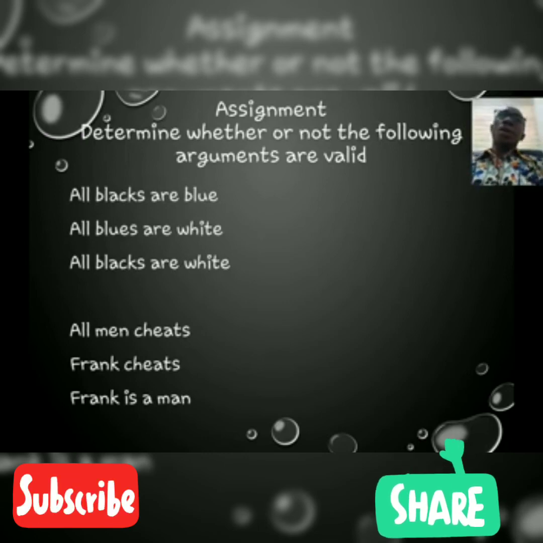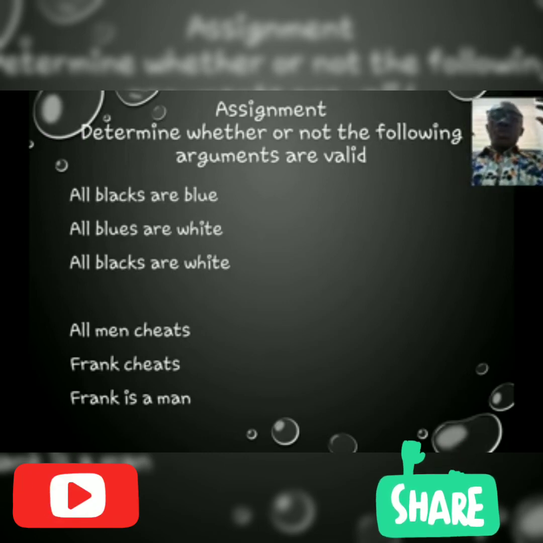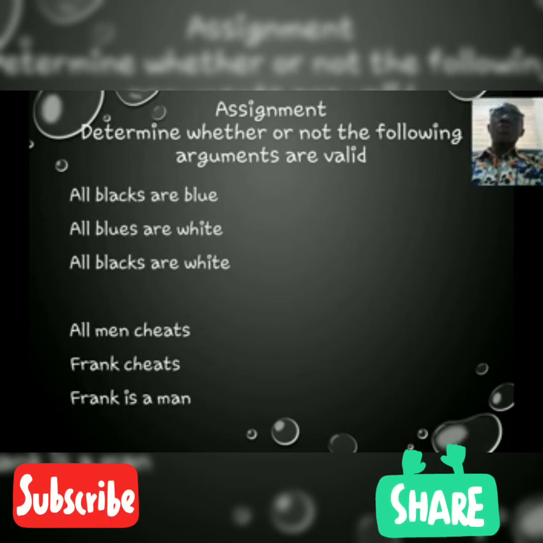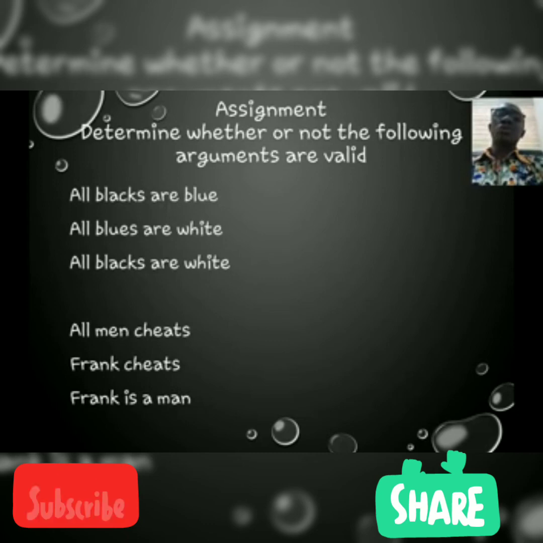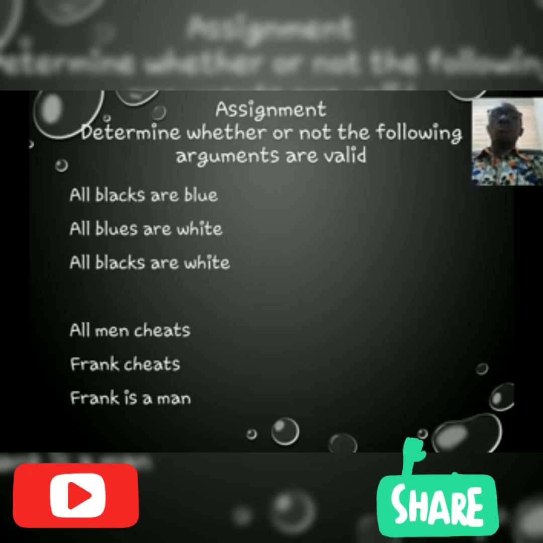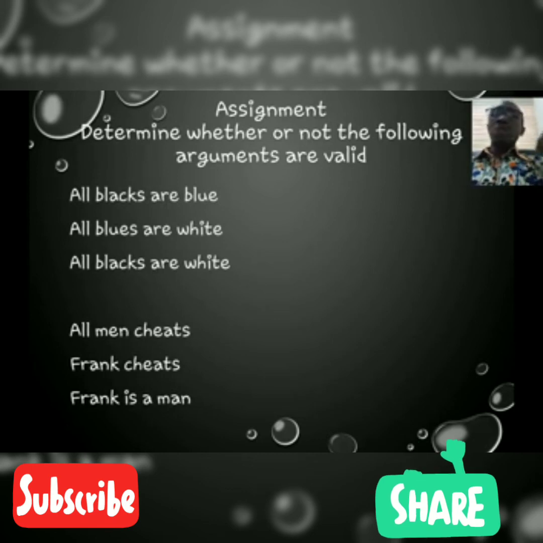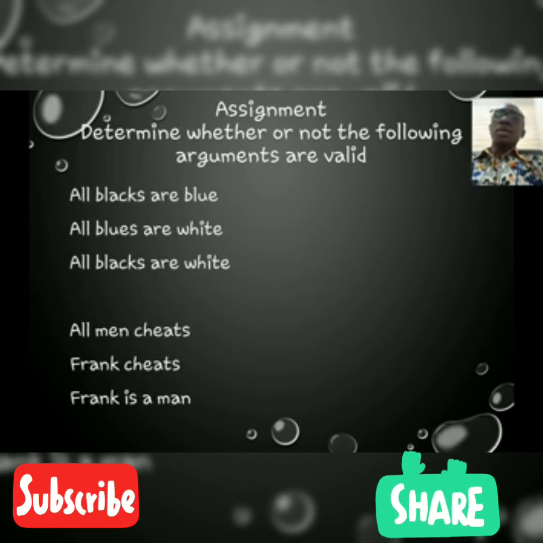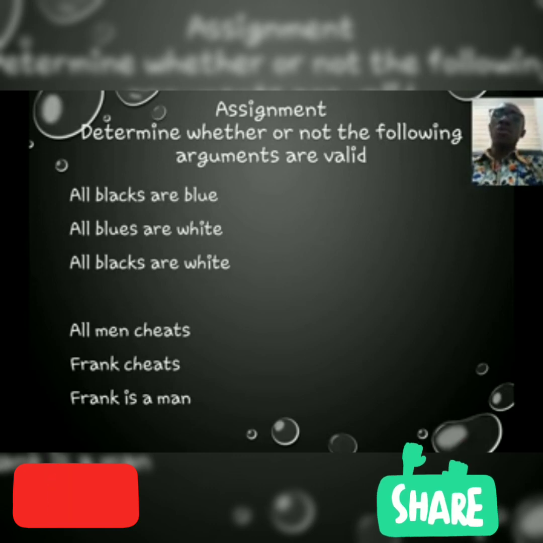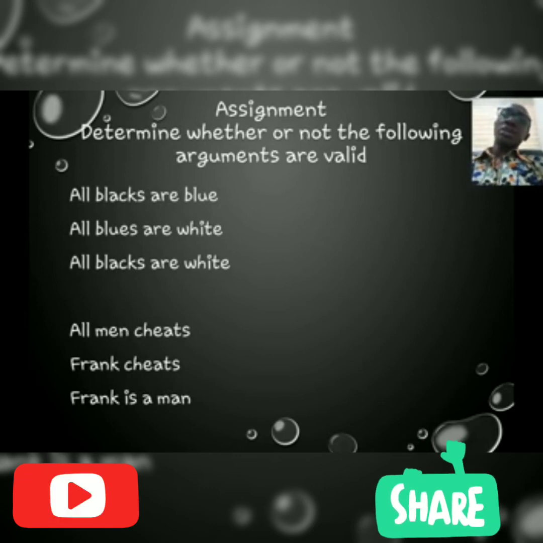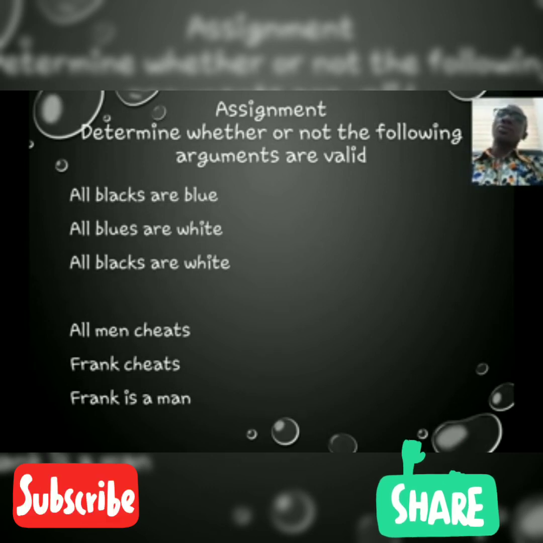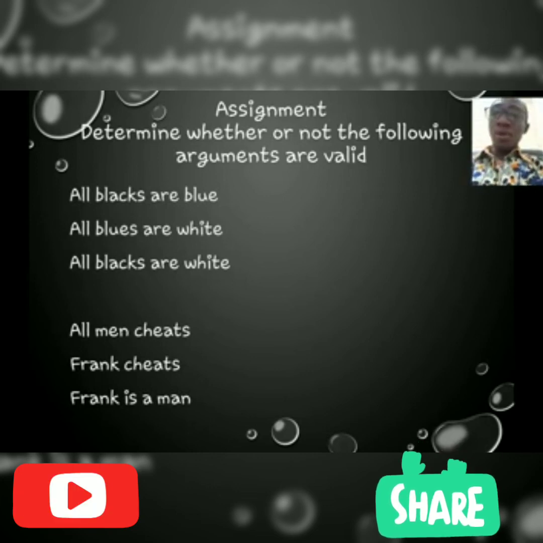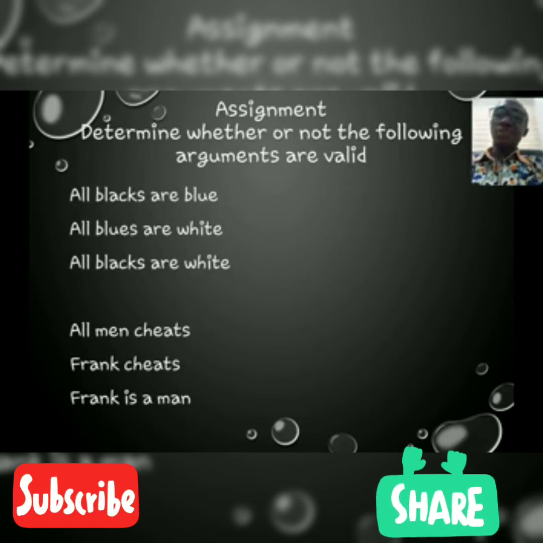So you see, for the validity of an argument, you look at the support the premises give, how the premises guarantee the conclusion. So I am convinced beyond doubt that from today forward, you will be able to distinguish a valid argument from a non-valid one. So here is an assignment for you. Determine whether or not the following arguments are valid. All blacks are blue. All blues are white. All blacks are white. And all men cheat, excluding me, I'm not part. Frank cheats. Frank is a man.